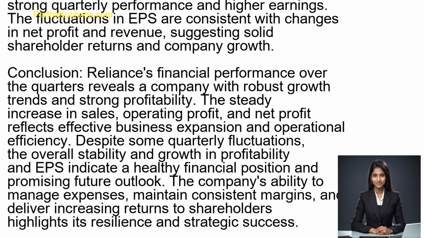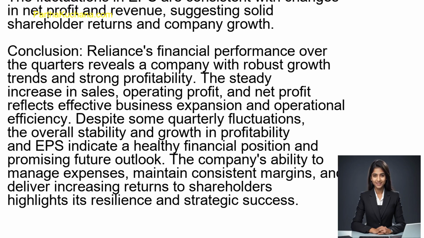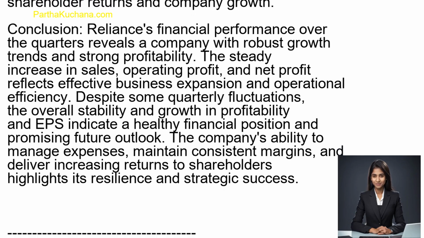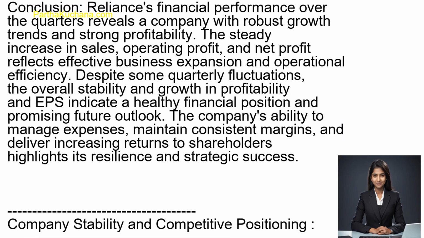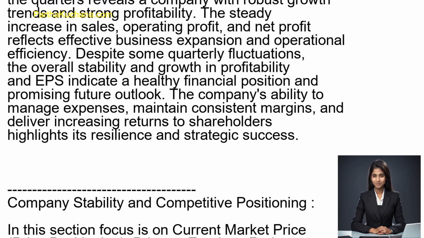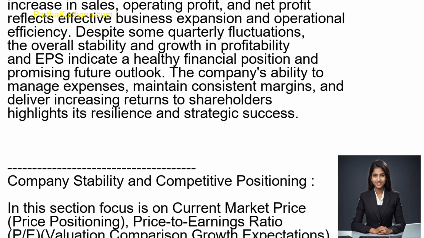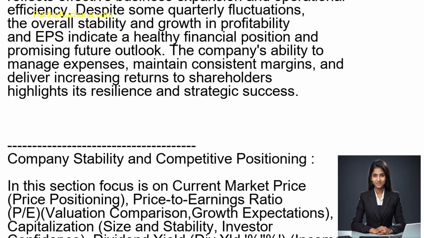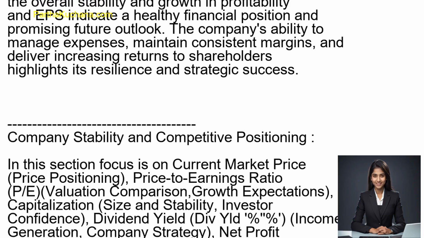Earnings per share, EPS. EPS has shown an overall increasing trend, rising from 19 rupees and 36 paise in June 2021 to 22 rupees and 37 paise in June 2024. Significant peaks in EPS, such as in December 2021 and March 2023, reflect strong quarterly performance and higher earnings. The fluctuations in EPS are consistent with changes in net profit and revenue, suggesting solid shareholder returns and company growth.